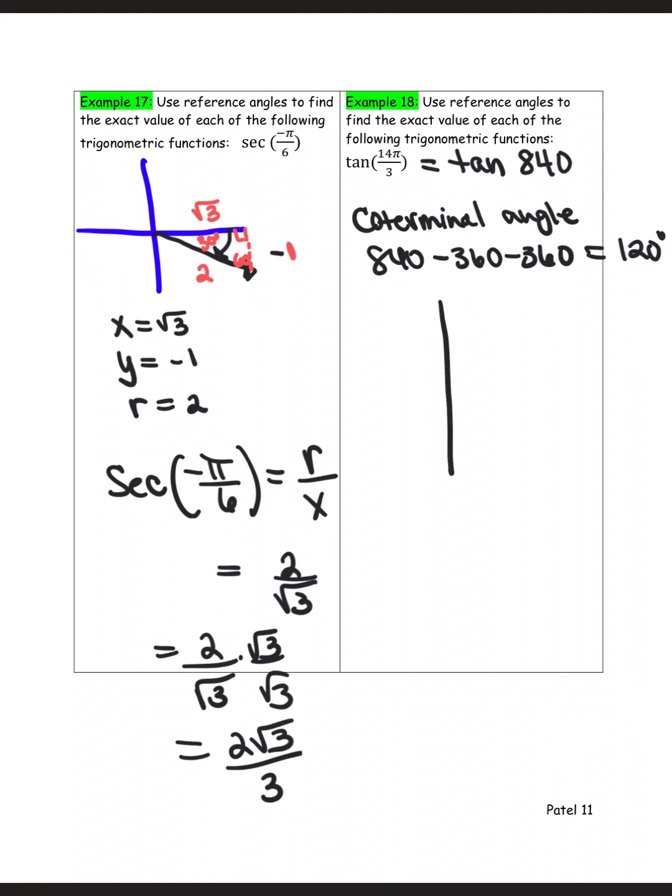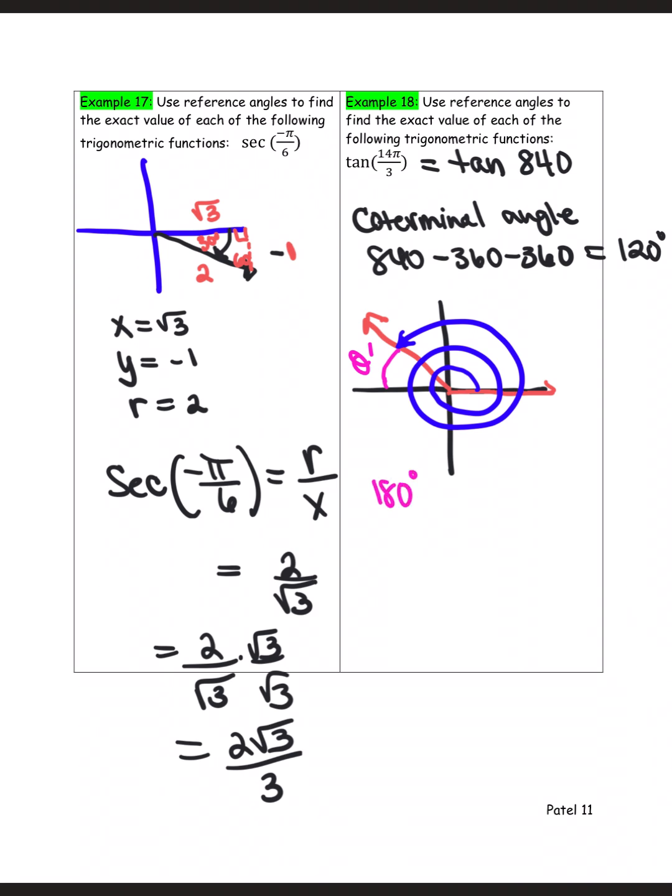So when we're graphing 120, we're in quadrant 2, but this particular one went around twice and then it stopped. To find the reference angle, we're looking for the terminal side and the x-axis. So that's going to be 180 minus 120, which will give me 60 degrees. So this angle right here, I'm just going to bring it down, is 60 degrees.